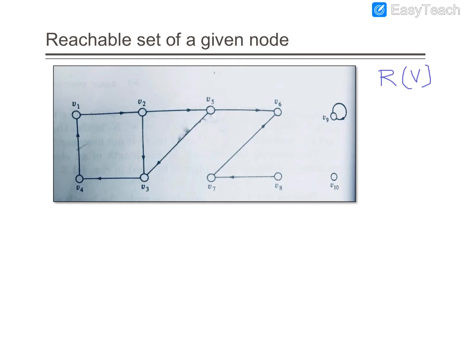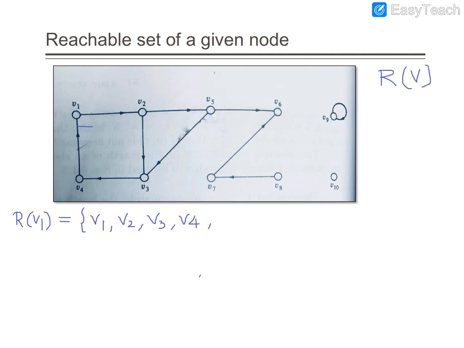So here we find some reachable sets in a given digraph. First we find the reachable set of vertex V1. From the digraph we can say that vertex V1 is reachable to itself. That means in set V1. Now V1 is reachable to V2. It is also reachable to V3 as per the direction. V3 is also reachable to V4. Therefore the set contains V1, V2, V3, V4.